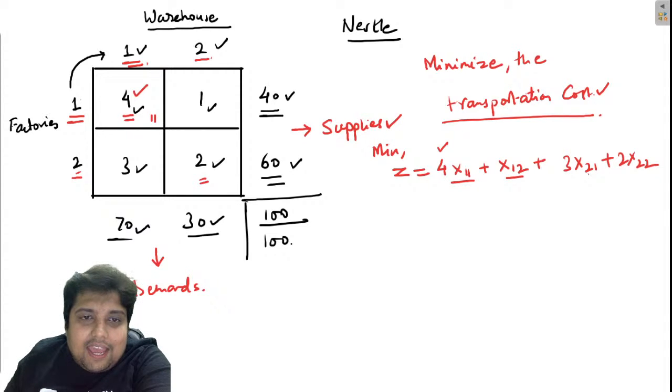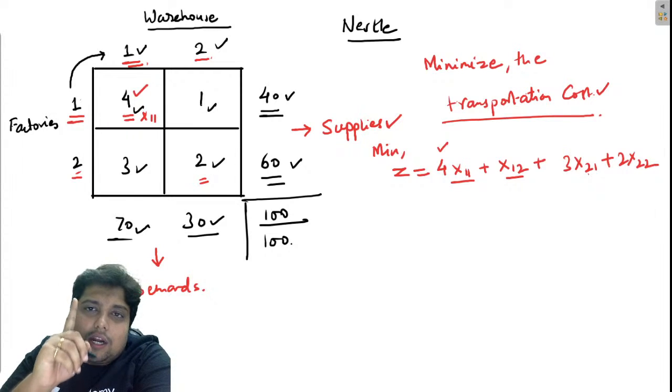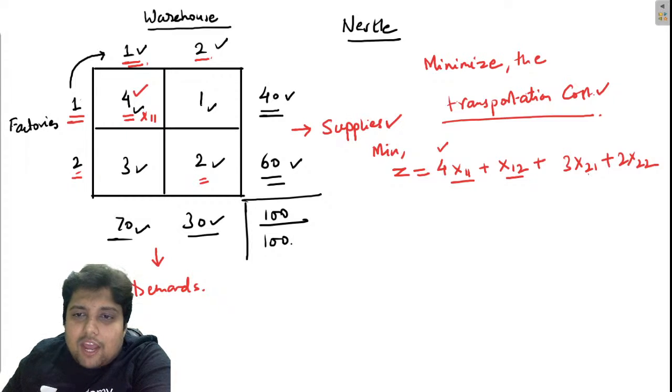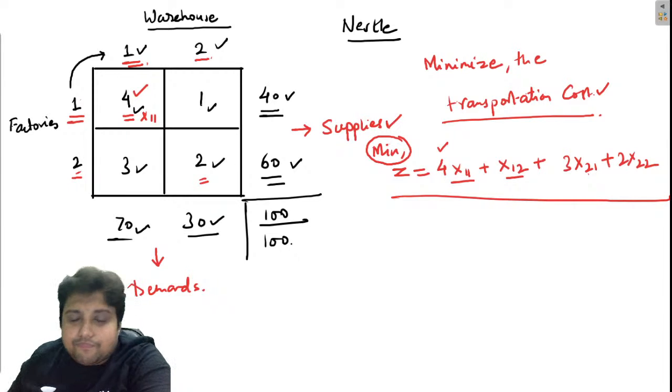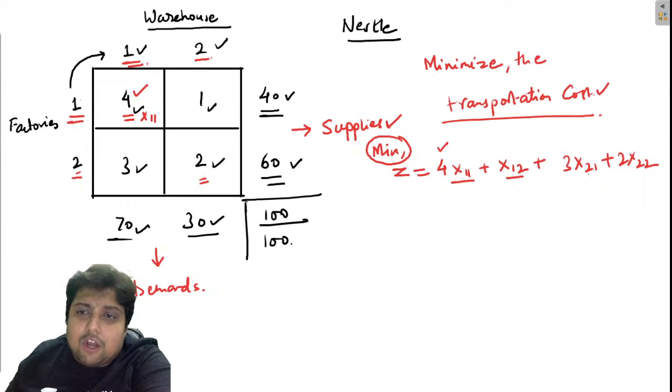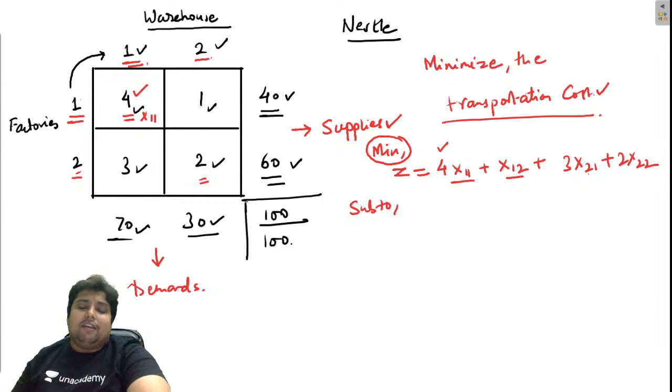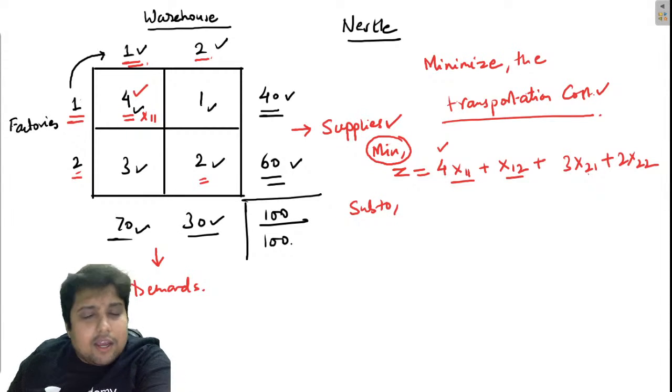So if x11 is the number of products going from factory 1 to warehouse 1, then behind every single unit the transportation cost will be 4 rupees. So I have multiplied 4 here. Similarly, I have multiplied 3 here. I hope you are getting my point. The entire objective is to minimize the total transportation cost, so this will give me the total transportation cost and I have to minimize it. Now remember, every objective function is subject to certain constraints.